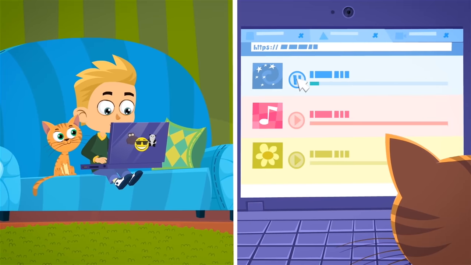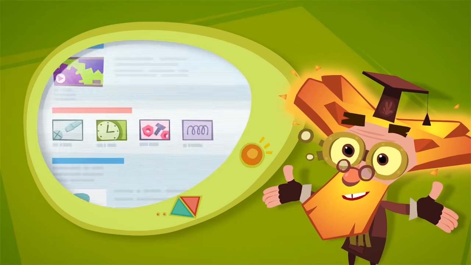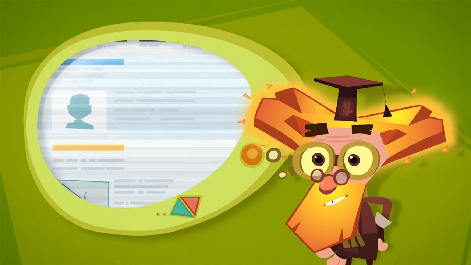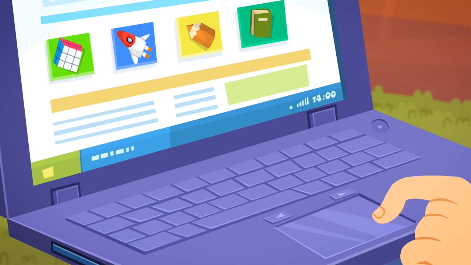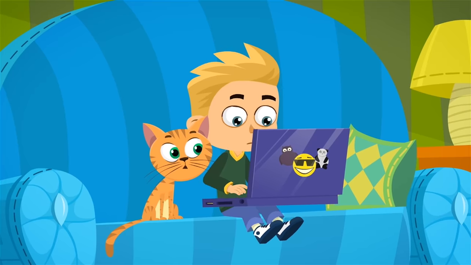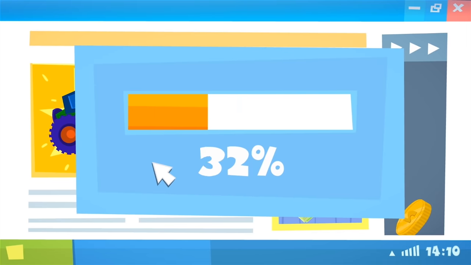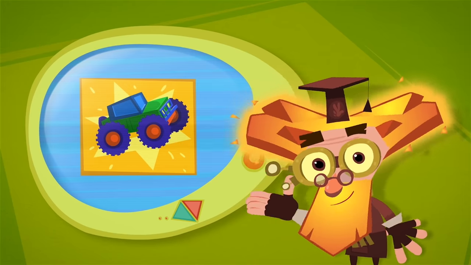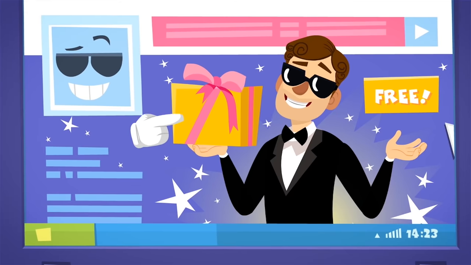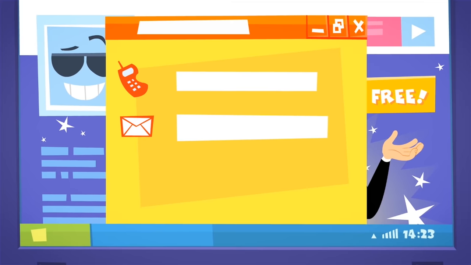Games, music, cartoons. There are so many interesting things on the internet. But just like in the physical world, you have to follow some rules when you're online. First, you should only visit websites that you know. Sometimes a destructive virus could be hiding behind a pretty picture, and there are plenty of scammers on the internet.